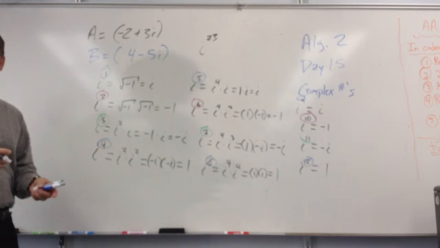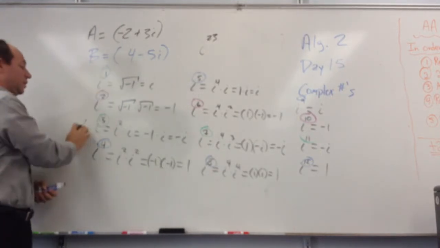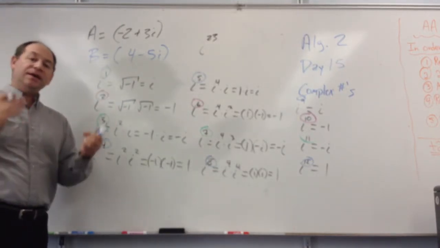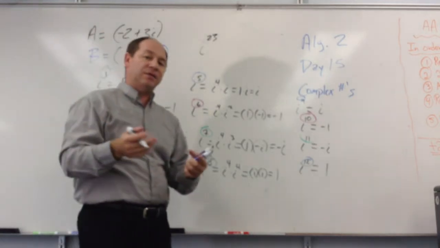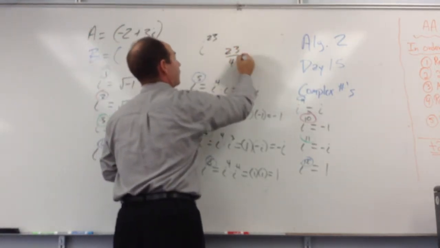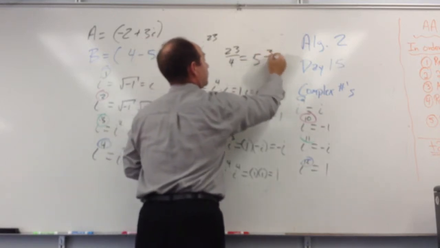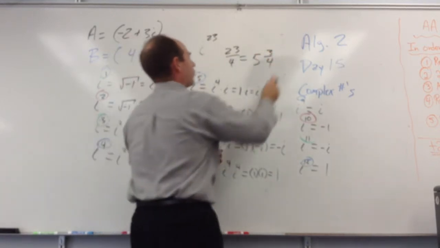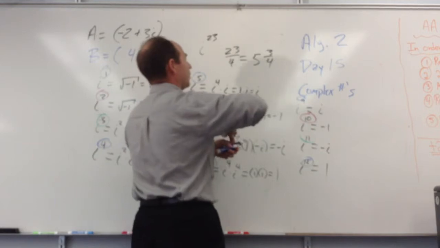So when somebody says that they have i to the 23rd, you just got to figure out which category does it fit in. Does it fit in the category here, here, here, or here? There's 4 categories. And those categories are based upon the division. If you think about it like this, 23 divided by 4 is 5 and 3/4. Remember, 3 is what we call the remainder.